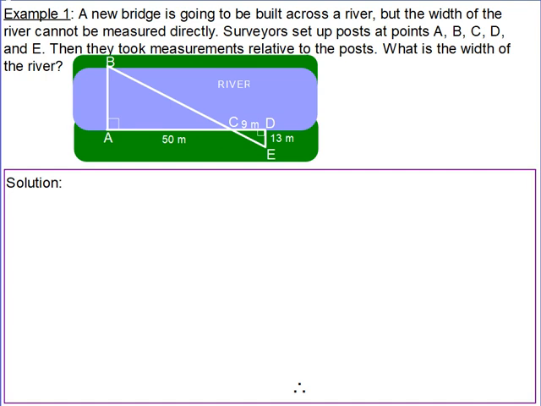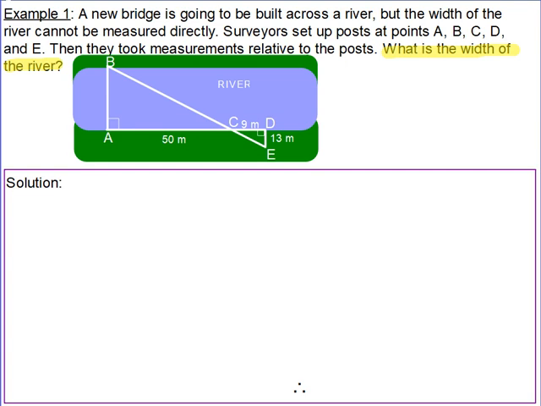On the diagram, you can see that it's very likely that the surveyors were on this side of the river, because you notice how they put poles A, C, D, and E like that, and this is the only side where you see some measurements. So they must have been on this bottom side here. They take a measurement from A to C, from C to D, and from D to E. The question is asking, what is the width of the river?